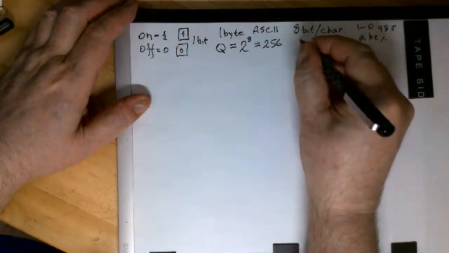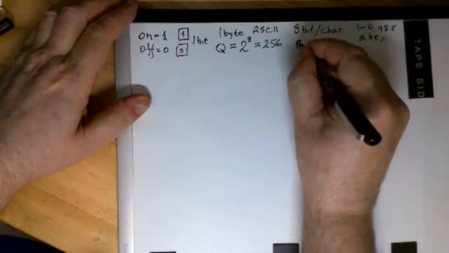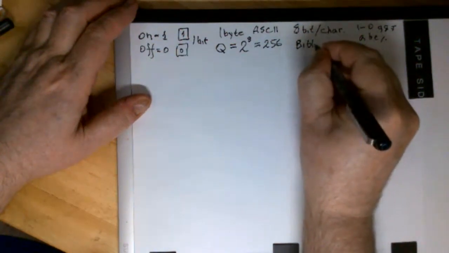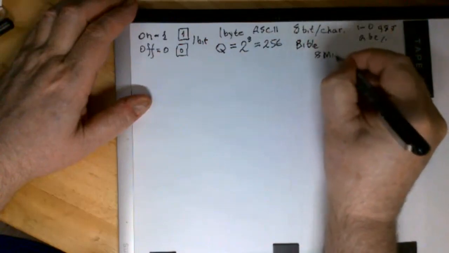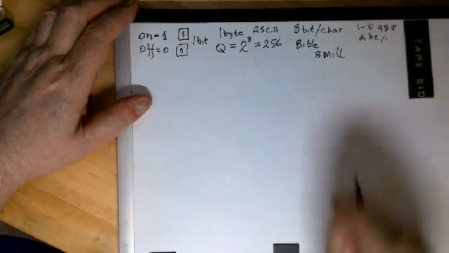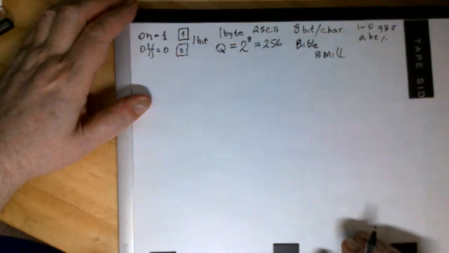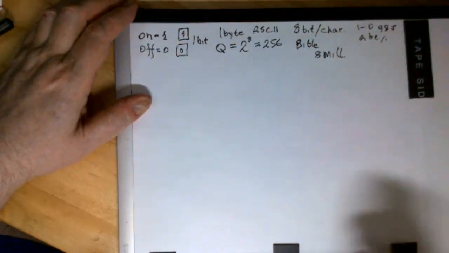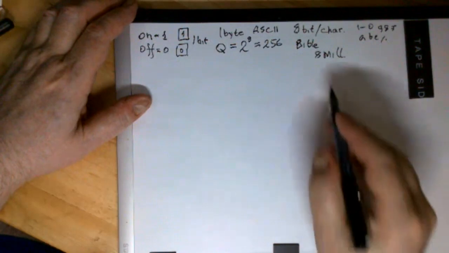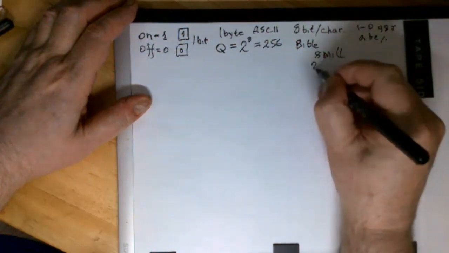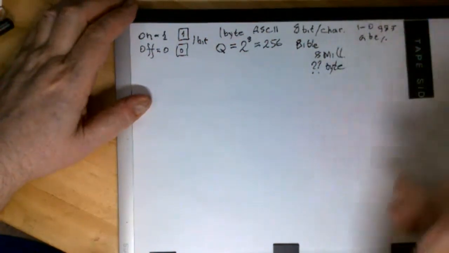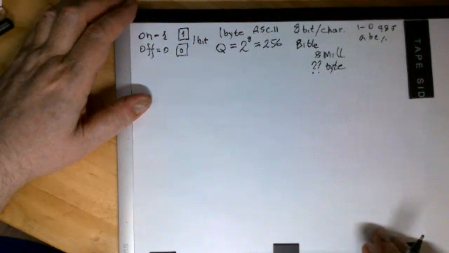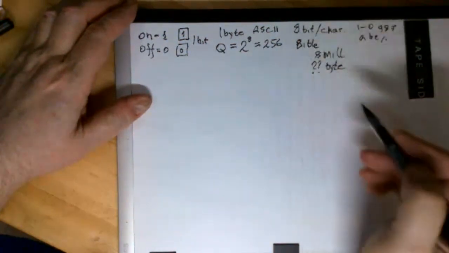For example, the book of the Bible contains 8 million characters. Then it has been digitized. Question: how many bytes is the file size? How to approach this?